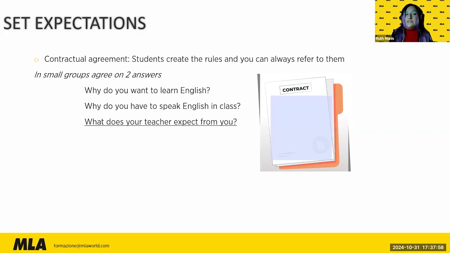And then, what does your teacher expect from you? Sometimes we take for granted that they know what we expect. Sometimes my students will say, to be a good student. That's not a valid answer. What is to be a good student? Let's be specific. What do I want from you in this class? And then when they're specific, I can draw a contract.